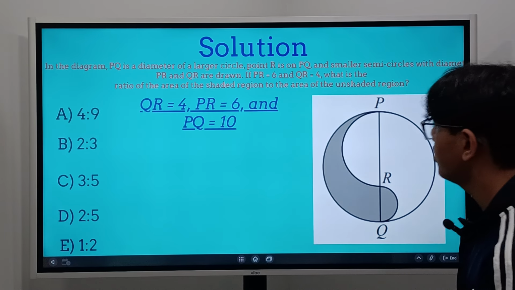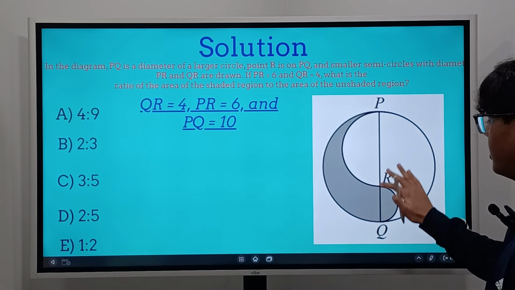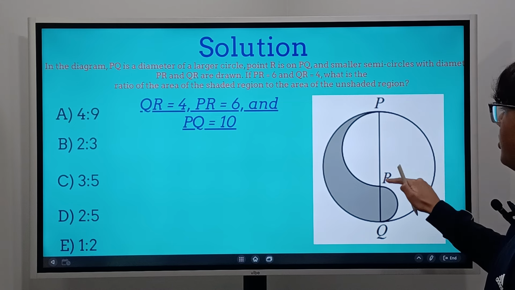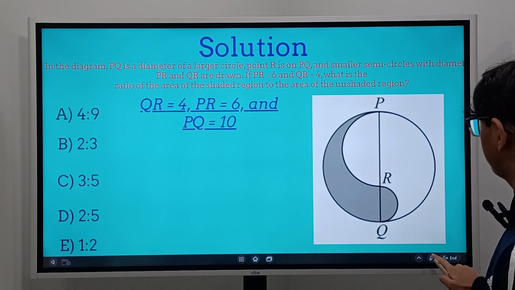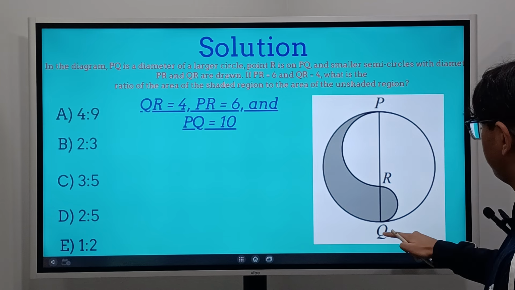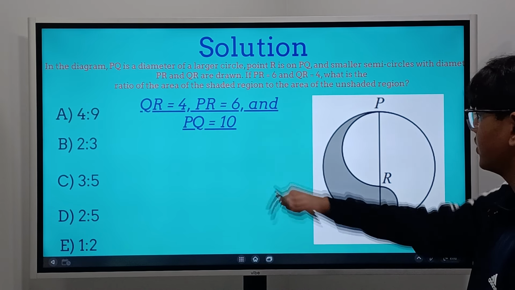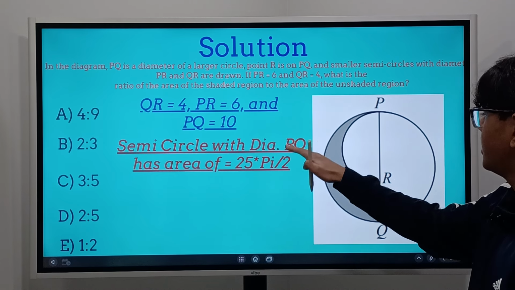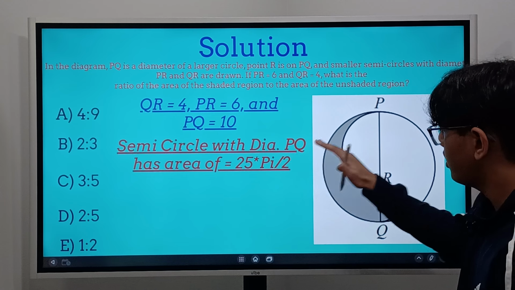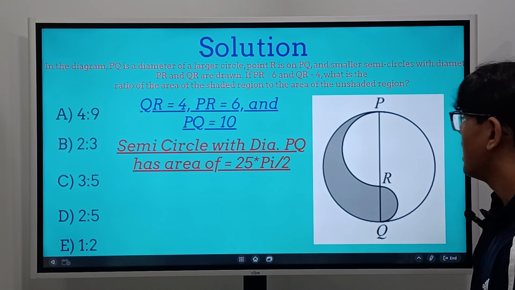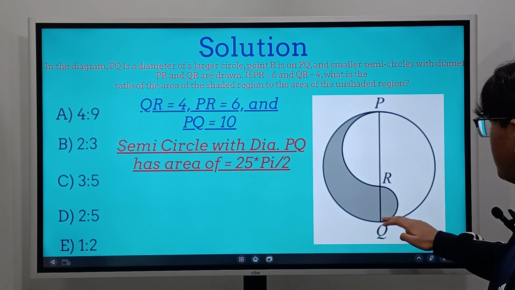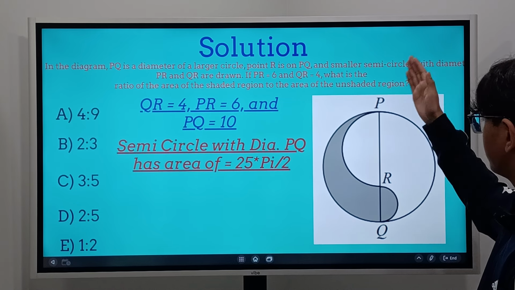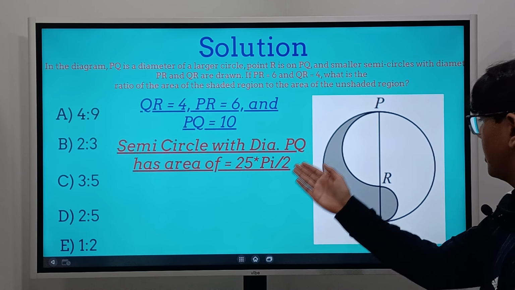First of all, we know that for QR, the diameter of this semicircle is equal to 4. And we know that PR, this diameter, is equal to 6. So that means the diameter of this long line from P to Q will be equal to 10. With this information, we can say that the semicircle with diameter PQ has an area of 25 pi divided by 2. We know this because if PQ is equal to 10, we find the whole area of the circle, and since we're looking for just the semicircle, we divide that by 2.